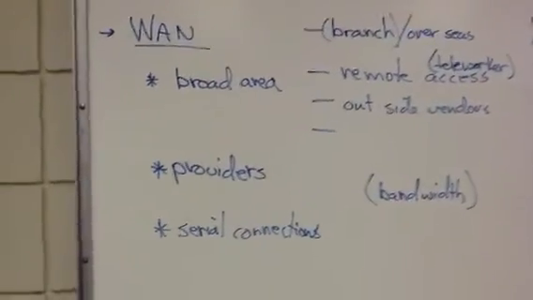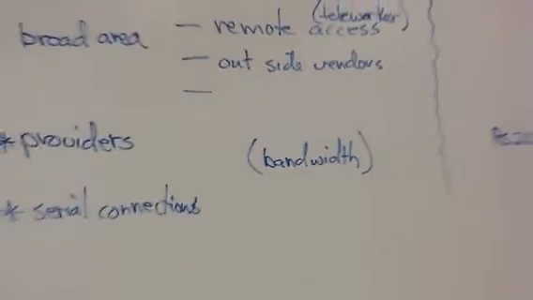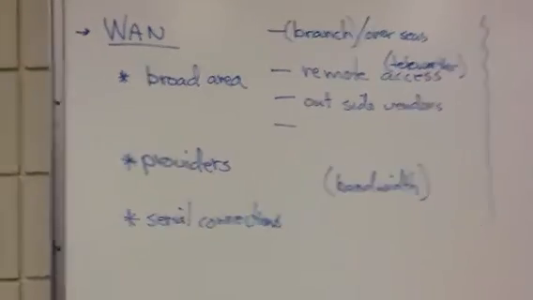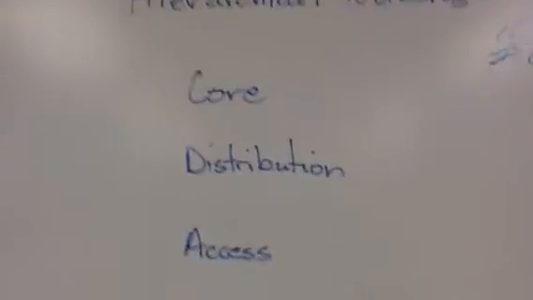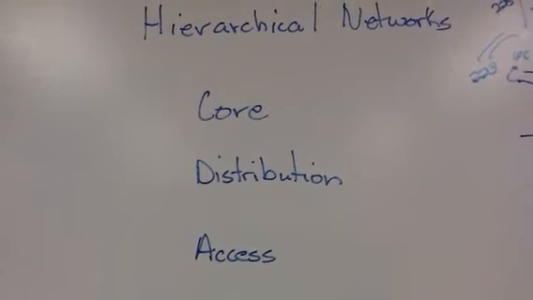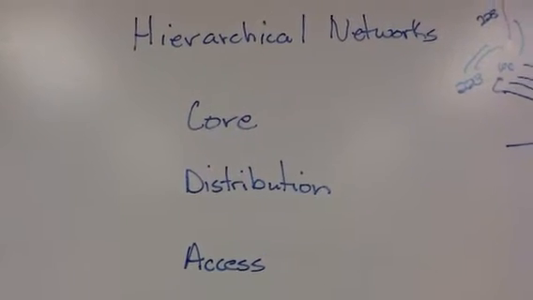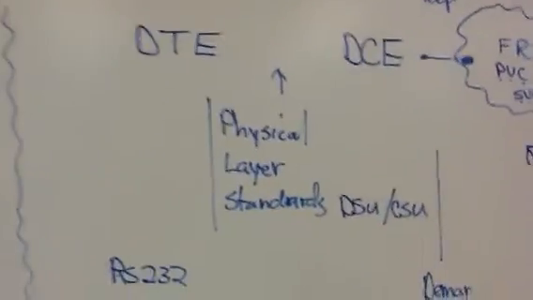We talked about providers offering a certain amount of bandwidth to make our connections, and we talked a little bit about serial connections. We reviewed the whole idea of hierarchical networks, core, distribution and access layers, and what happens on each of those. We covered that briefly. That was a review.